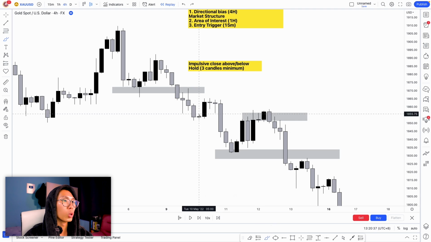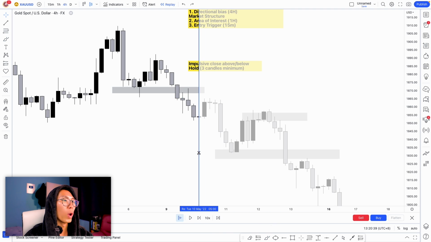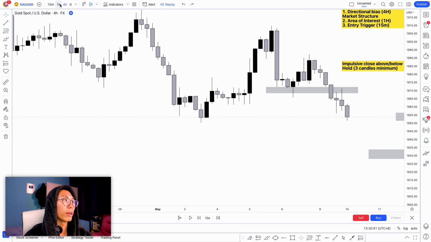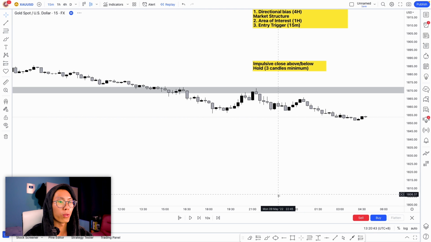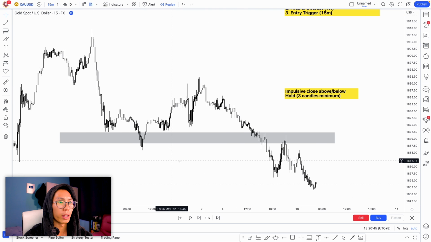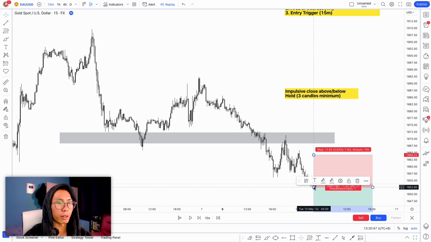So easily, you could have gone down to either the 1-hour time frame or the 15-minute time frame to look for your entry when this happens, right? Easily look for your entry, enter for a sell.